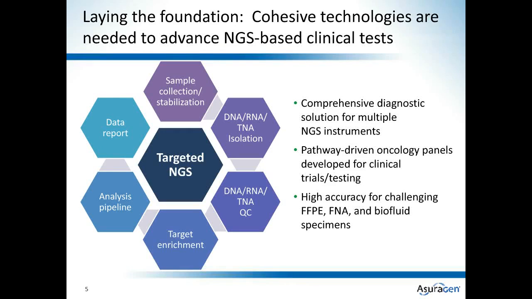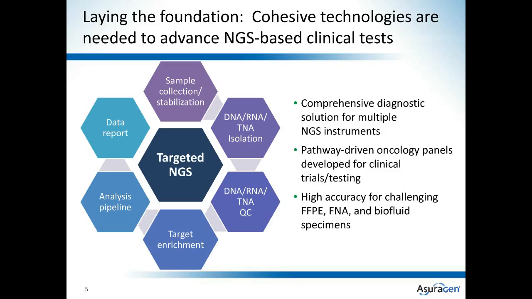Clinical testing requires tight integration across all facets of the workflow, yet commercial NGS reagents are often provided for research use. As such, this puts a burden on clinical laboratories to patch together different components into a workflow that can yield less than desirable results. So our mission at Asuragen has been to optimize each and every component of the workflow and then link them together in a way that can meet the clinical requirements for NGS-based testing.